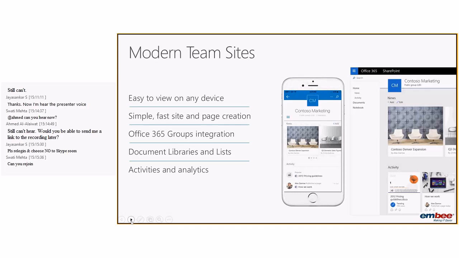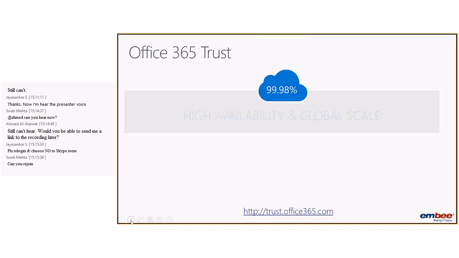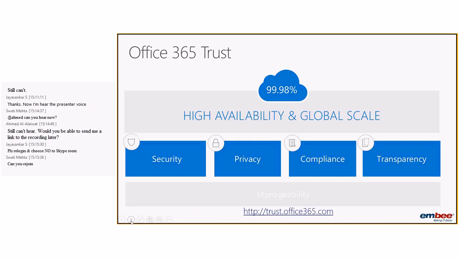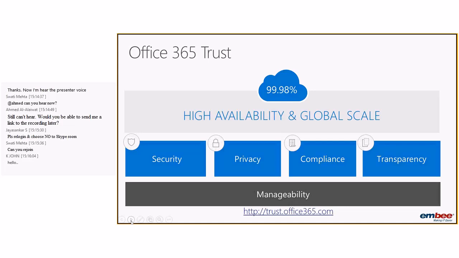Now, let's talk about security, privacy, and compliance, because security is a very important factor. When we talk about all these four pillars, security, privacy, compliance, and transparency, we have trust.office365.com, where you will find a lot of documentation. That will help you get all your answers, because you might have a lot of questions around this.